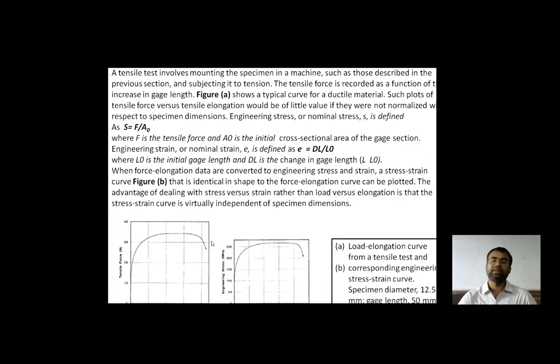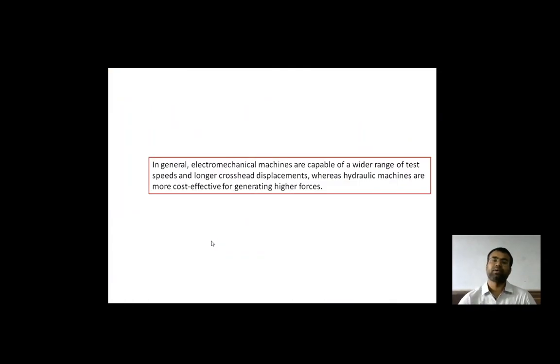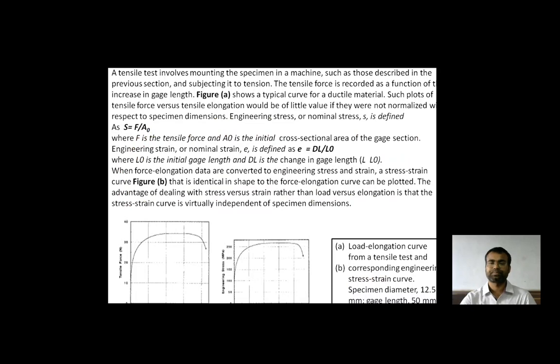And these are the other types of machines used for universal testing, for tensile testing. These are the two machines: the electromechanical machine and the hydraulic machine.